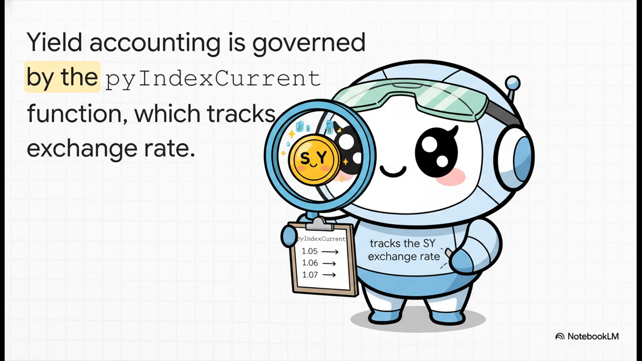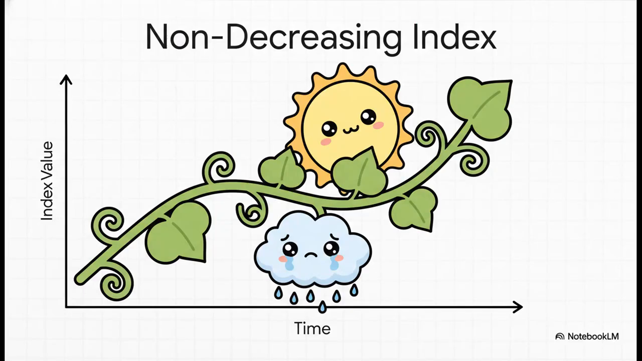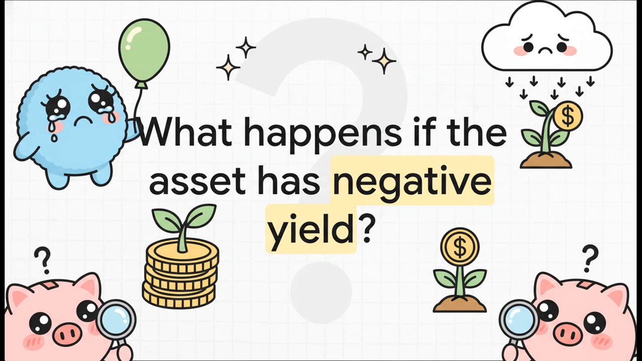So how does the smart contract actually track all this yield? It uses a really clever index. And the key feature of this index, it never ever goes down. It's non-decreasing. This always-up design is a really fundamental choice, and it has big implications for risk. Which brings up the obvious question, what happens if the yield actually goes negative?